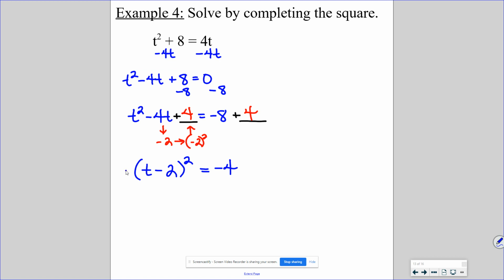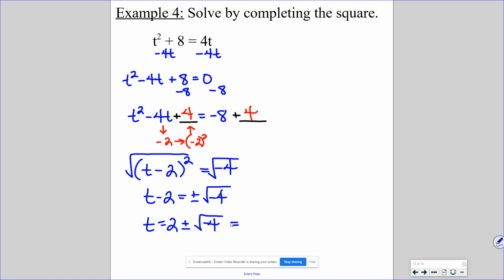And then we can square root both sides to solve. So we would end up with t minus 2 is equal to plus or minus the square root of -4, add 2. Okay, and then there's one more thing that needs done in this question. The square root of -4 is actually an imaginary number. It's equal to 2i. So your answer would be 2 plus or minus 2i.